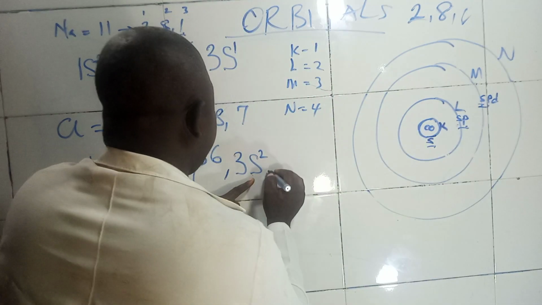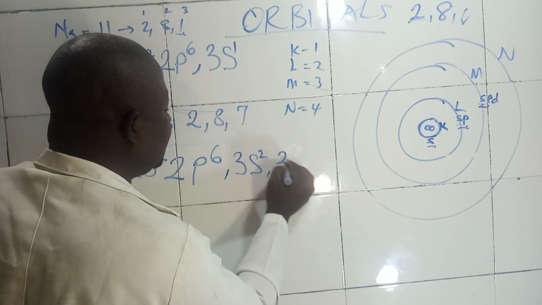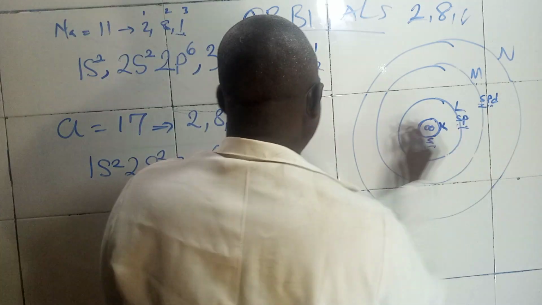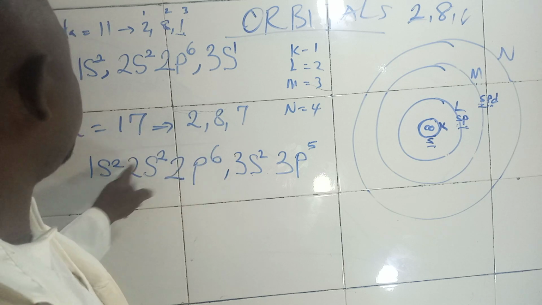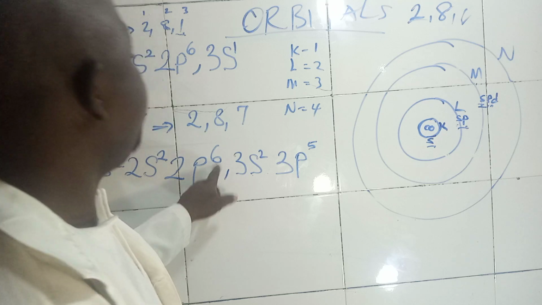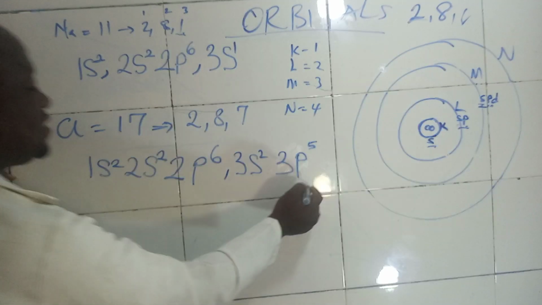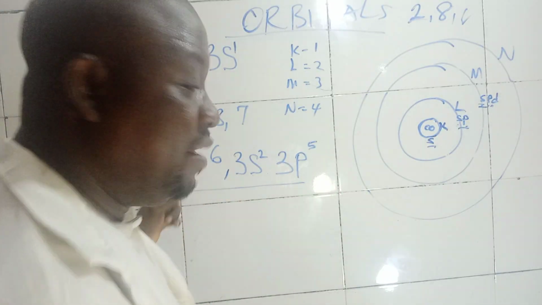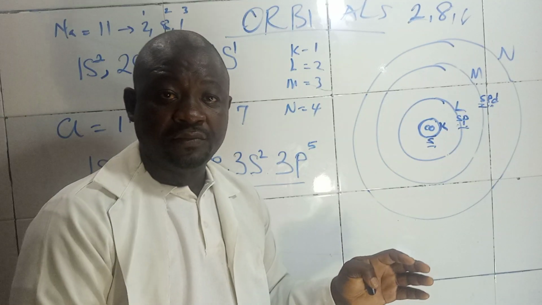Then your p. P, we take how many? 3p5. It is still in your third shell. So by the time you add all these together, it must be equal to 17. 2 plus 2, 4. 4 plus 6, 10. 10 plus 2, that is 12. 12 plus 5, that is 17. So this is now the modern way of writing the electronic configuration of elements, because they all react using these orbitals.